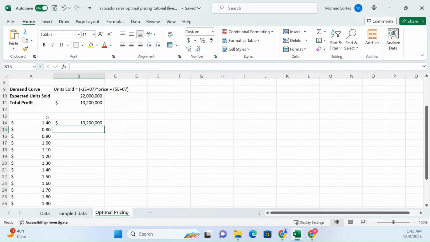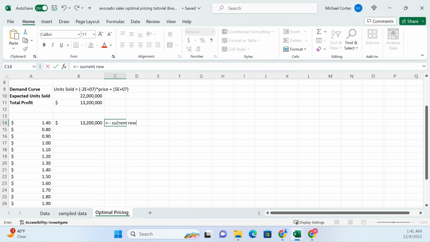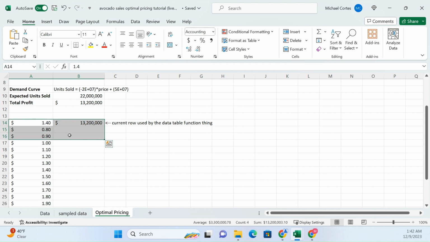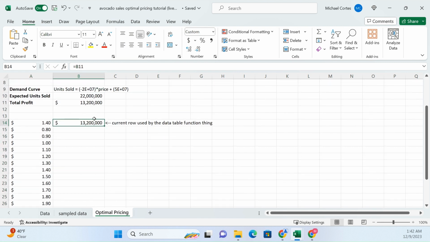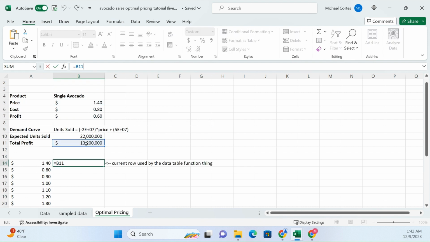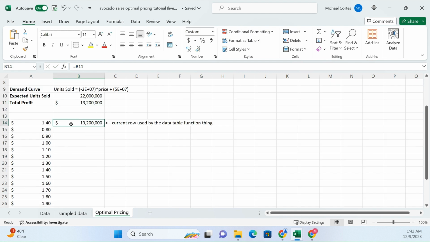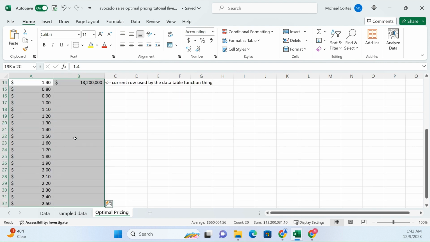So this is like the current row used by the data table function, right? So let me show you. What you do is you highlight all this, right? So remember, this cell contains the formula, right? This links to this, which then itself links to all of these cells, right? So this is going to get repeatedly calculated, as you'll see.